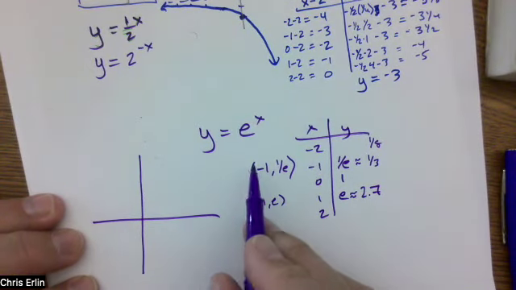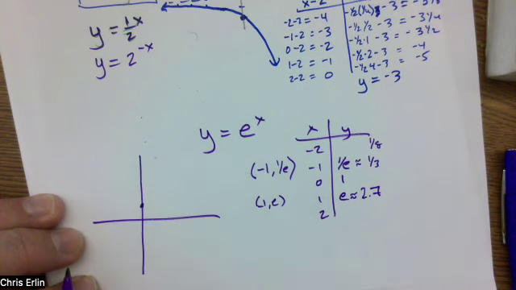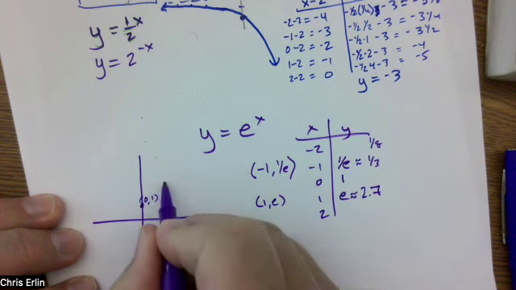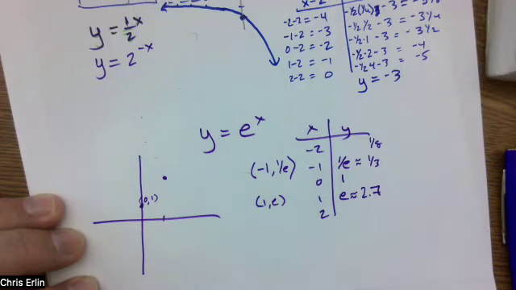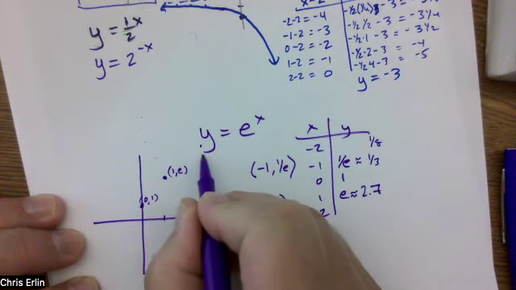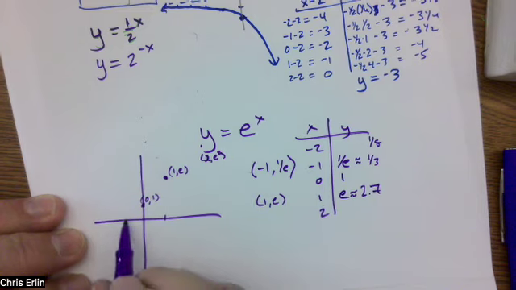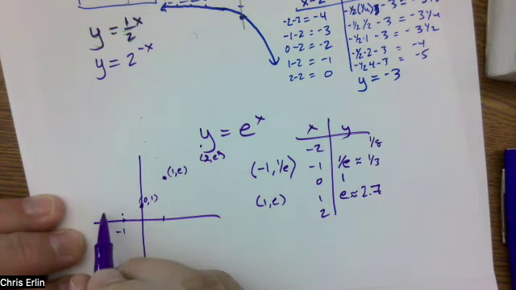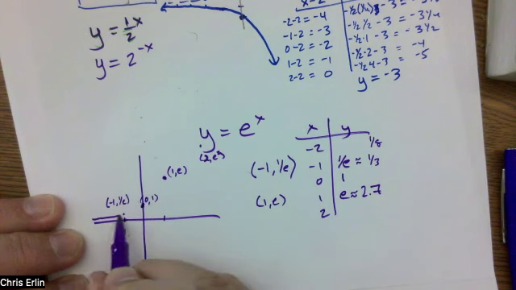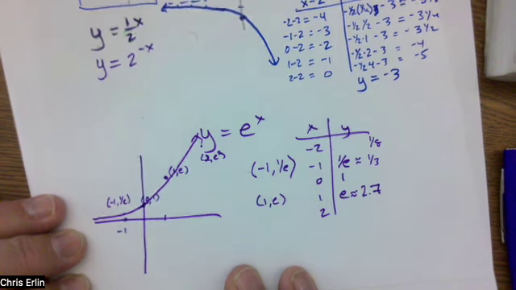And so if I were to graph e to the x, it would still have a point of 0, 1. And here its first point would be 1 comma e, and its second point would be 2 comma e squared. -1 would be -1 comma 1 over e. It would look something like that.